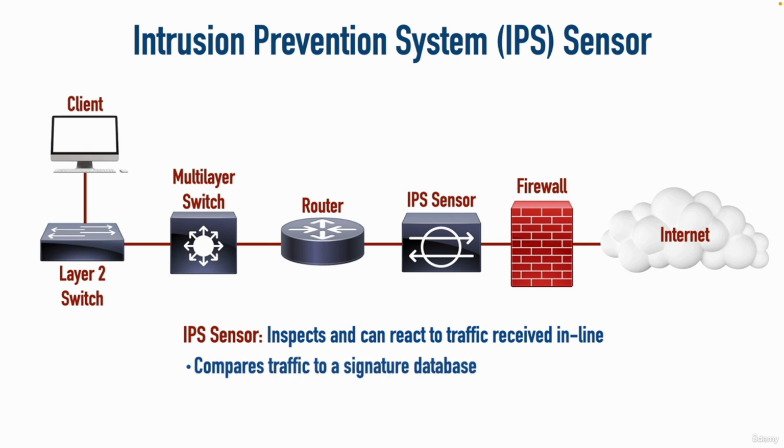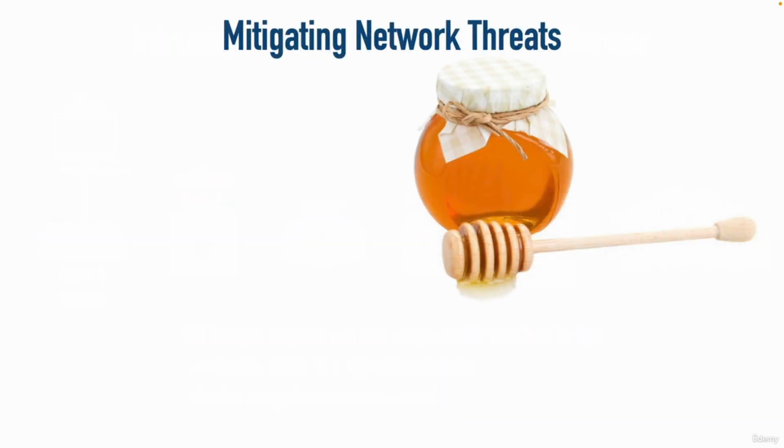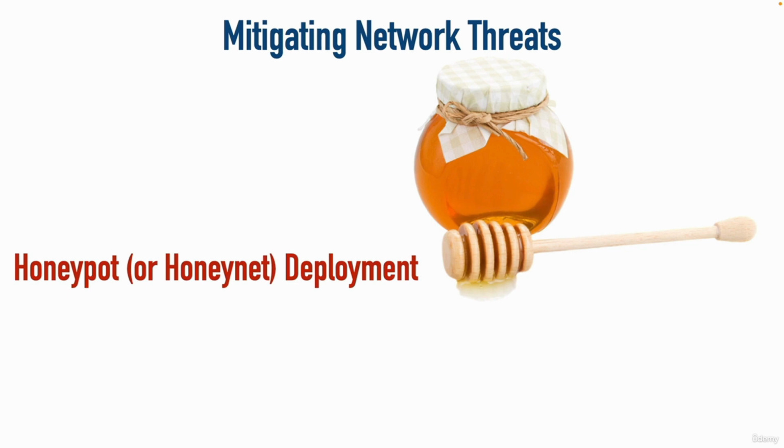And in this example, I'm showing an IPS sensor as an appliance, and it can be an appliance, but sometimes we can put an intrusion prevention system sensor on the client itself. That's called HIPS, which stands for Host IPS. Next up, let's talk about honeypots or honeynets. This is a way that we can set up what appears to be a valuable resource, but we don't fully secure it. Now, why would we do something like that?